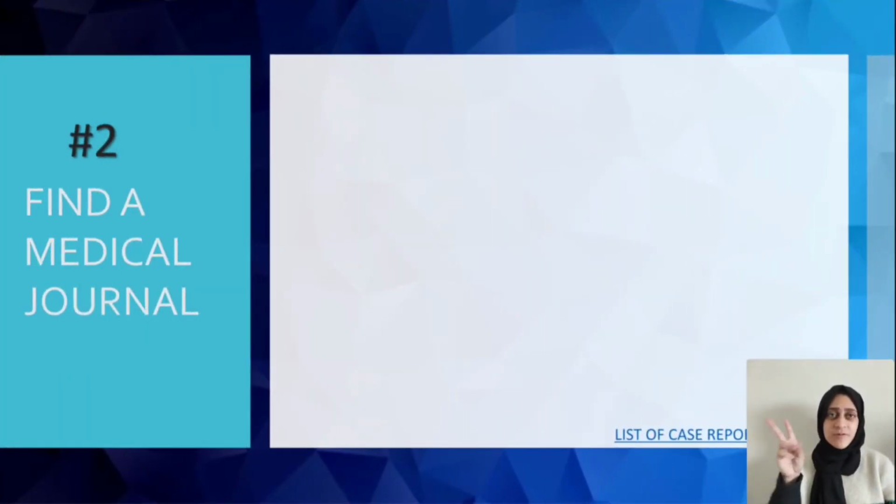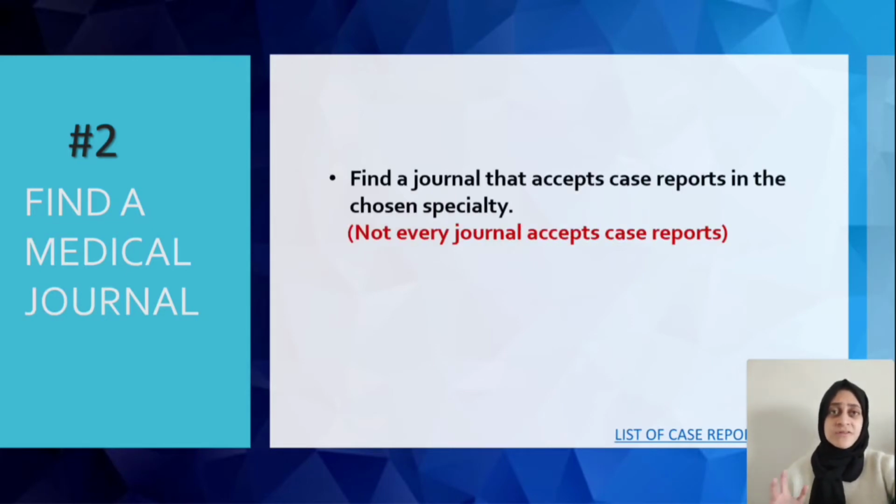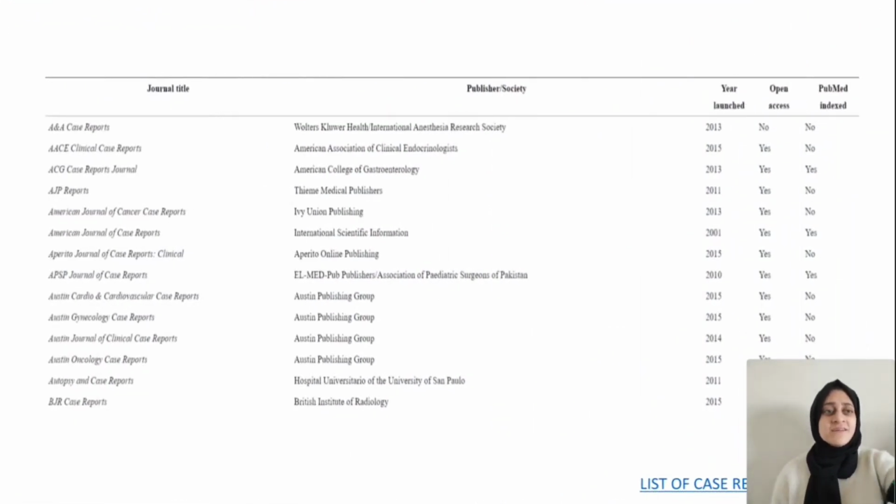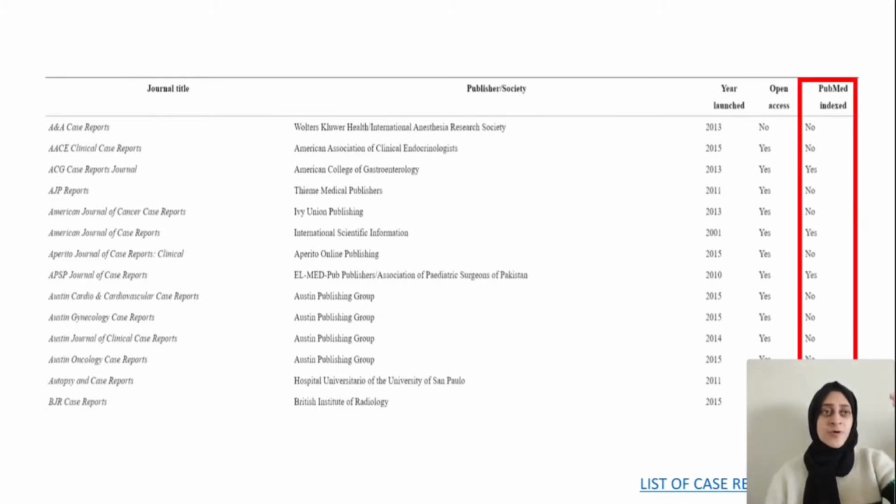Step number 2. Find a medical journal. Now, finding a medical journal is not only limited to finding a good medical journal with all the characteristics of double-blinded, peer-reviewed, indexed, but also a journal that accepts case reports. This is to be taken note of: not every journal accepts case reports. Okay, here's a little list of case report journals. Most of the journals do accept case reports but are not indexed. So that is also another factor to consider.